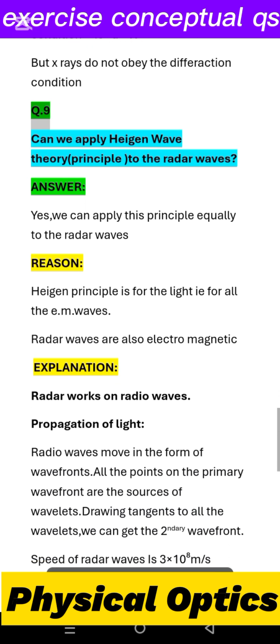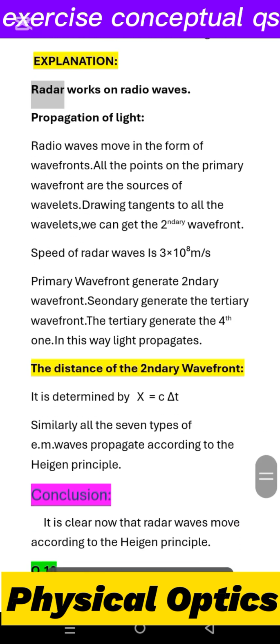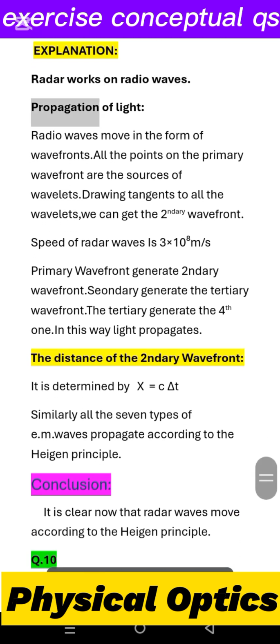Question 9. Can we apply Huygens wave theory principle to radar waves? Answer: yes, we can apply this principle equally to radar waves. Reason: Huygens principle is for light, i.e. for all EM waves. Radar waves are also electromagnetic. Explanation: radar works on radio waves. Propagation of light: radio waves move in the form of wavefronts. All the points on the primary wavefront are sources of wavelets. Drawing tangents to all the wavelets, we can get the secondary wavefront.